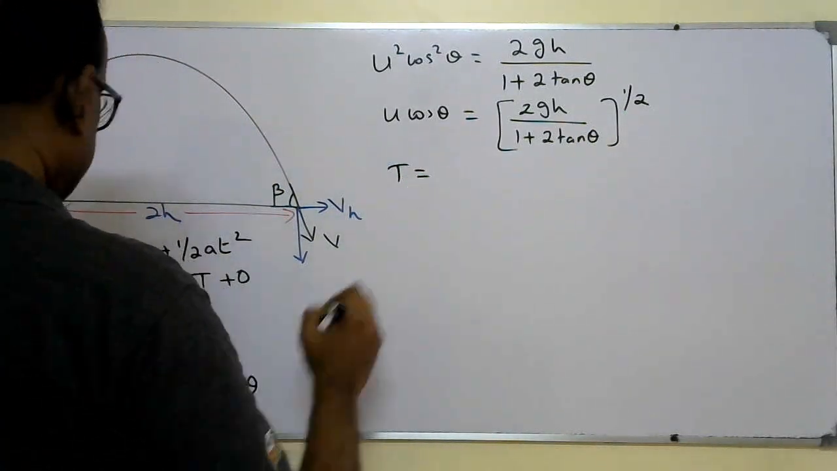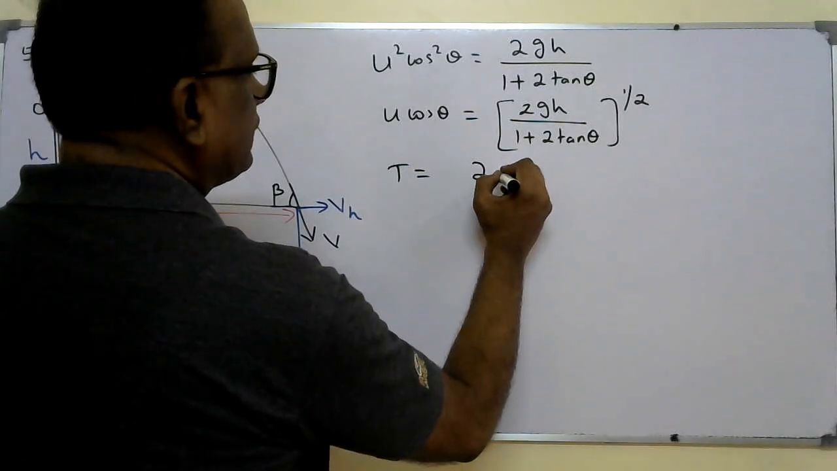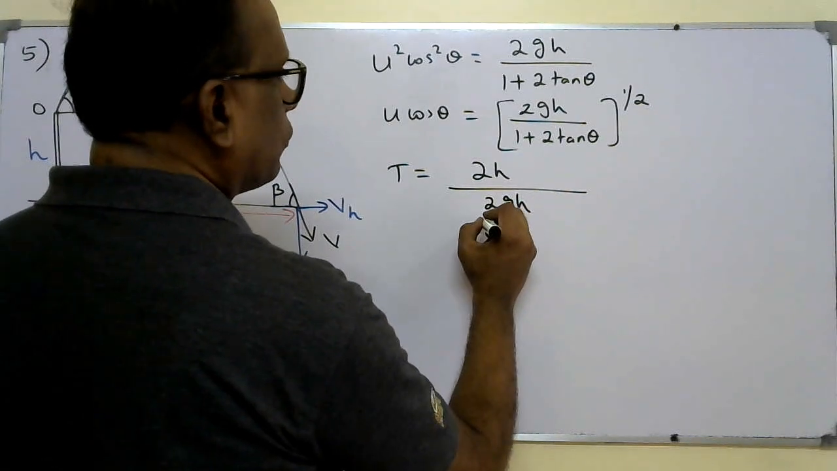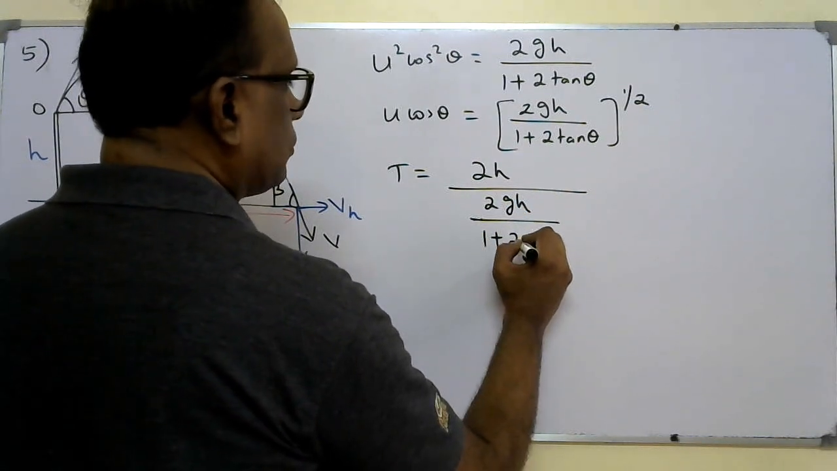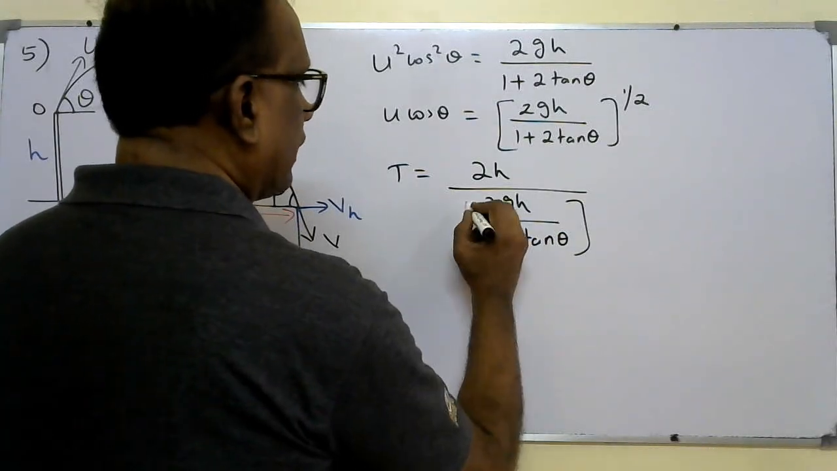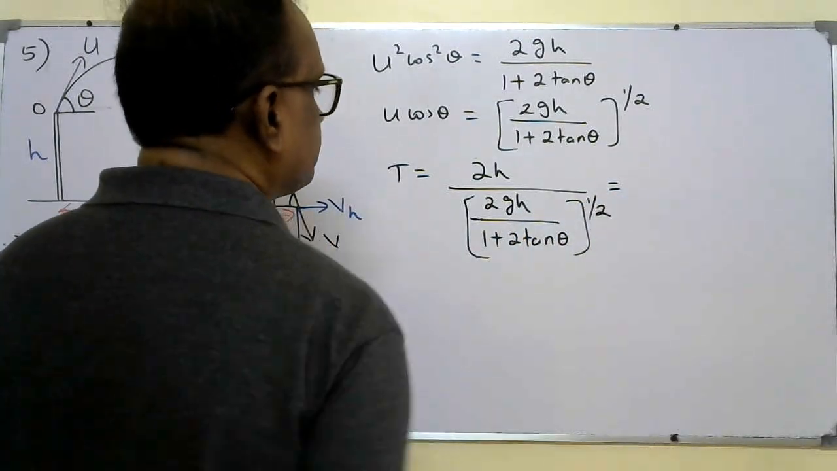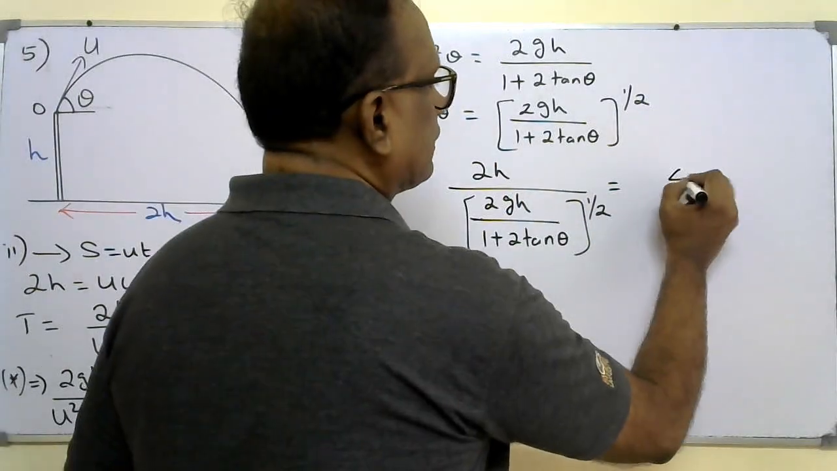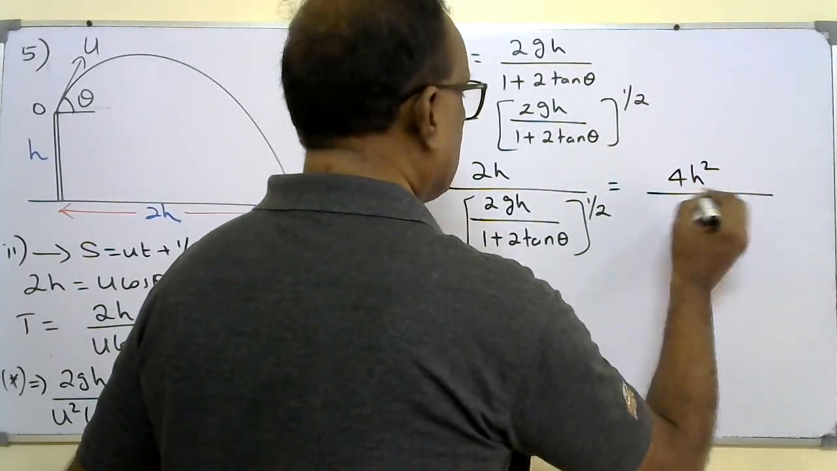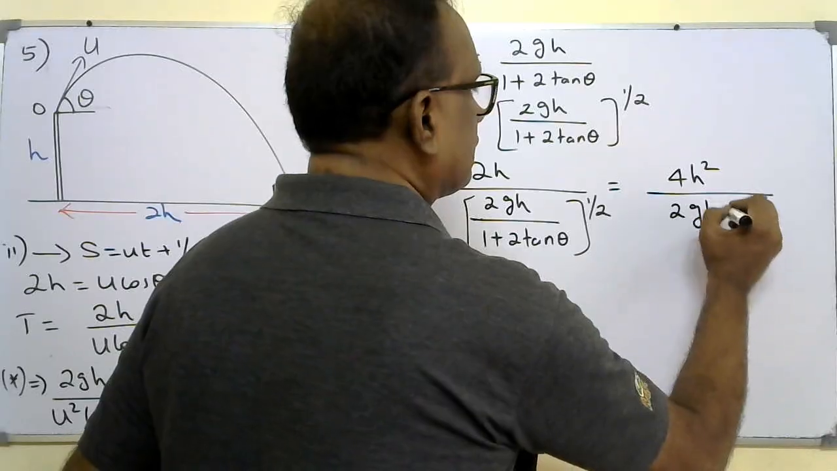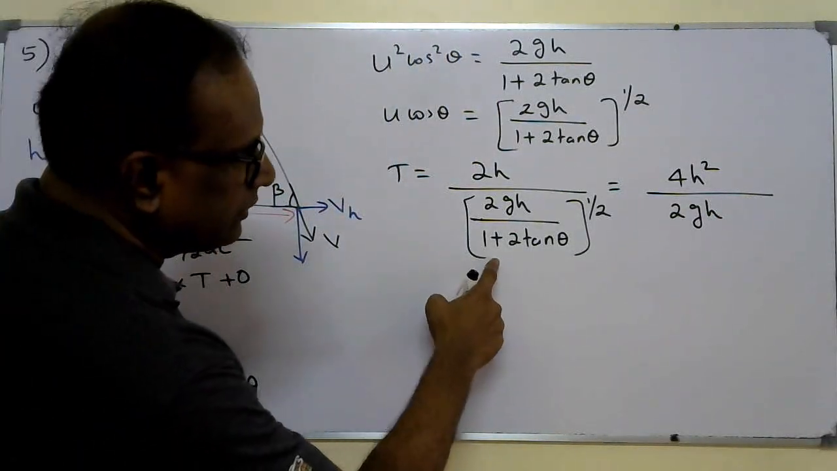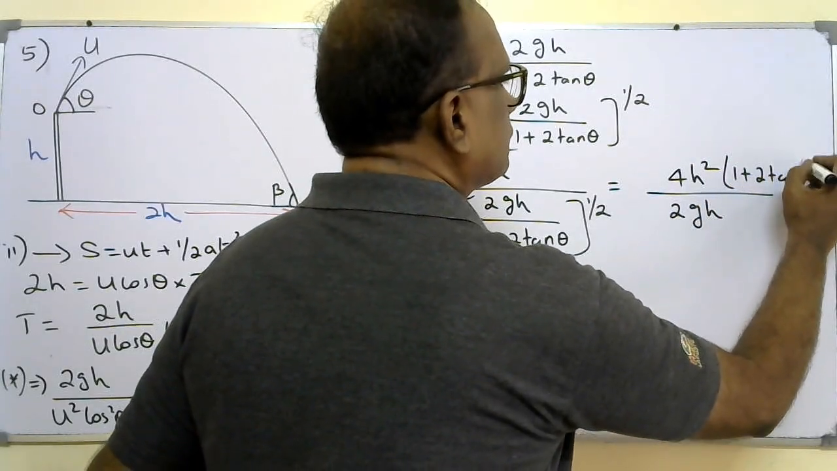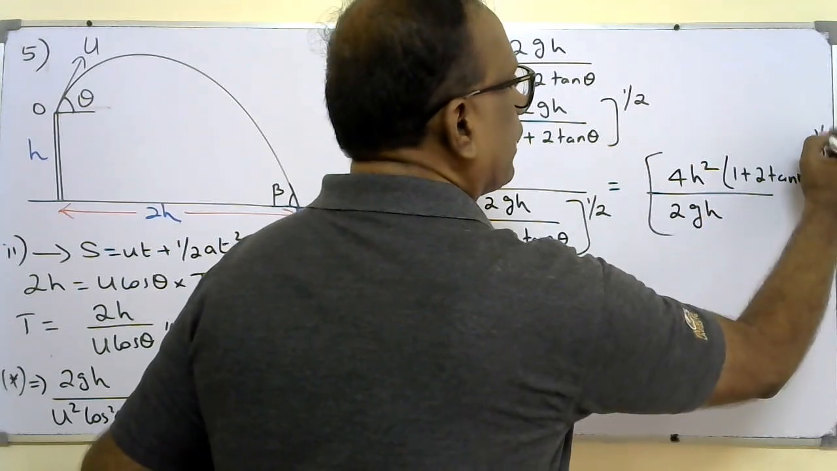So the flight time t is equal to 2h over u cos theta. So 2h over u cos theta, that is 2h over (2gh over 1 plus 2 tan theta) to the power half. Anyway, 1 plus 2 tan theta will go up. So if I put it in a square root, I can write 4h squared over 2gh, and this one will go up, so that is 1 plus 2 tan theta, all in square root. Correct?